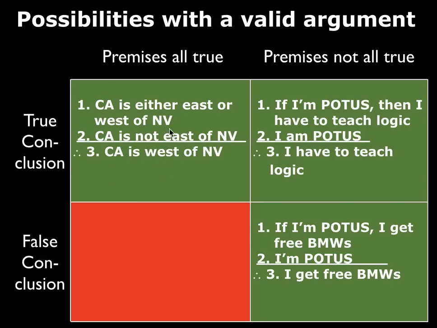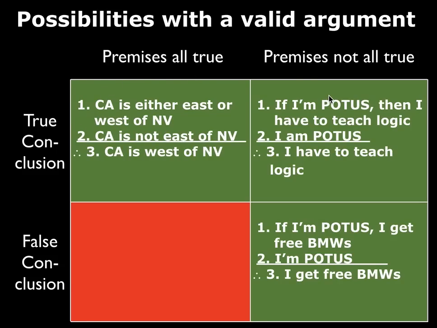And here's an example. California is either east or west of Nevada. It's not east of Nevada, therefore it's west of Nevada. The premises are all true, the conclusion is true, and that argument is valid. So that's a possibility. You can have a valid argument that has all true premises and a true conclusion.